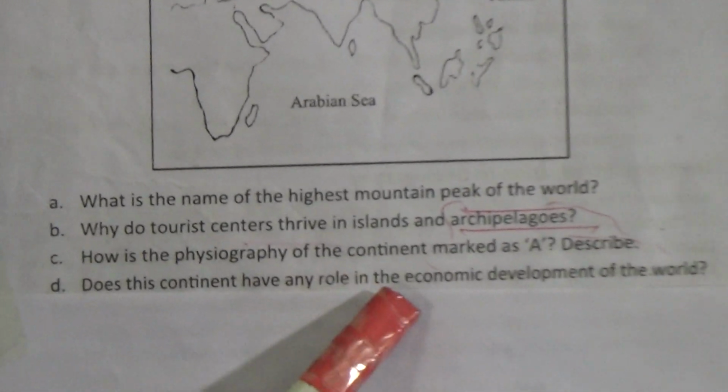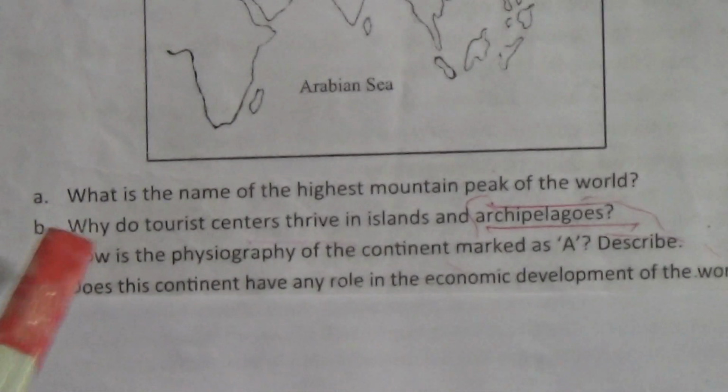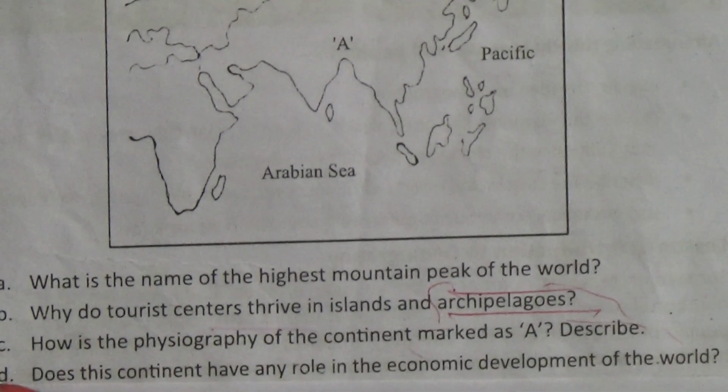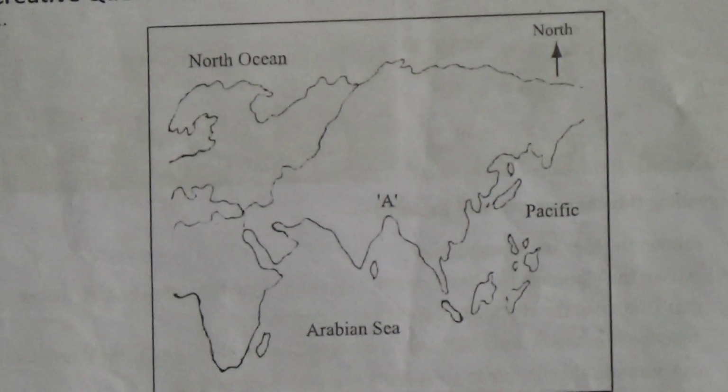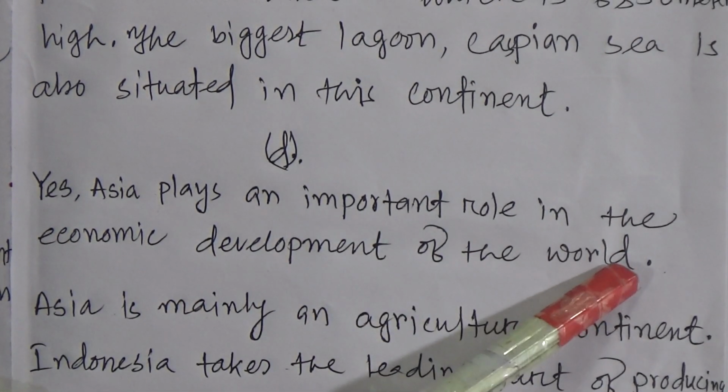Okay? Dear students, now we will try to solve D. Does this continent have any role in the economic development of the world? Dear students, in this question you see that this question begins with an auxiliary verb, does. Okay? So I taught you before that if any interrogative sentence begins with an auxiliary verb, in that case we must bring a yes or no at the beginning of the answer. So this is answer D. Yes, Asia plays an important role in the economic development of the world.